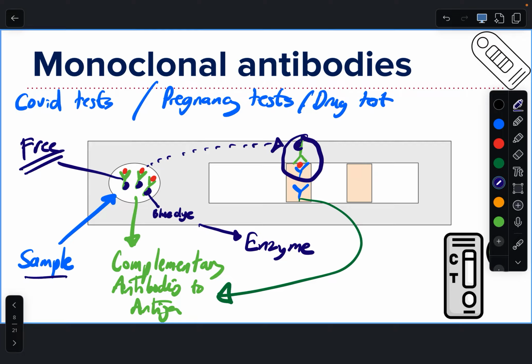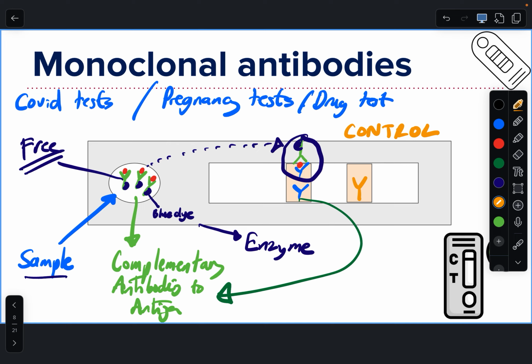But you also have a second type of monoclonal antibody in the second test strip. This is called the control strip. This is looking to see whether your test strip is actually valid, whether it is a legitimate test or not.